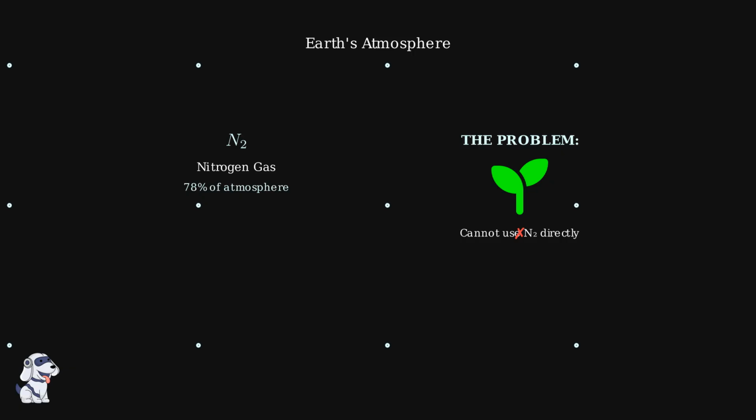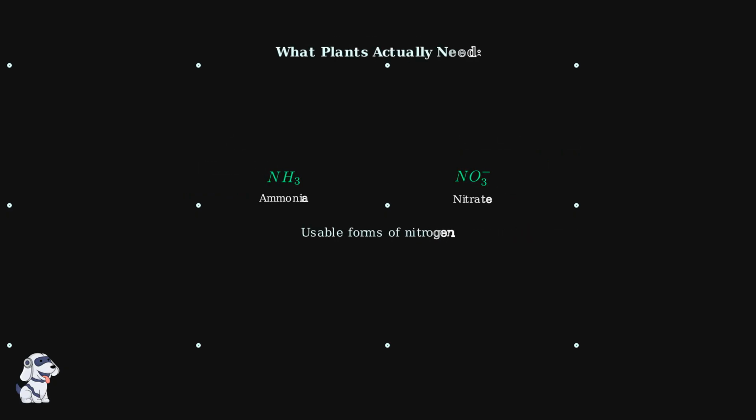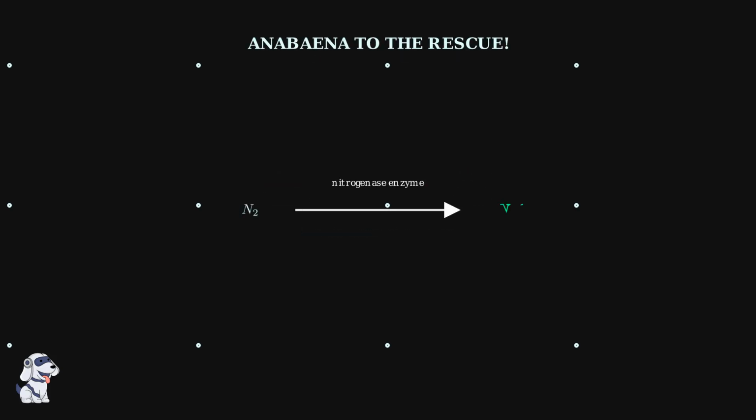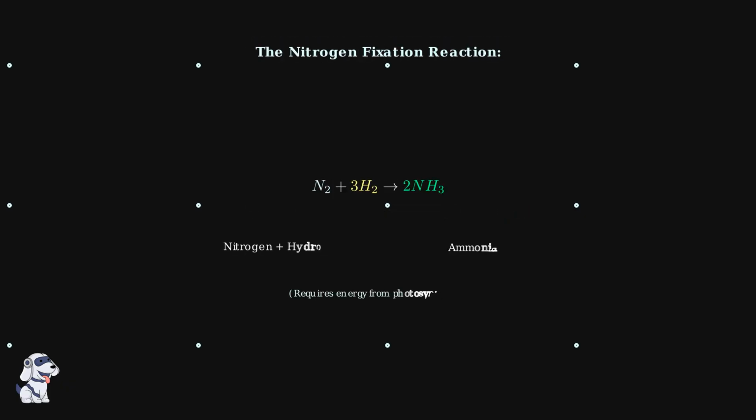The nitrogen molecules are held together by very strong bonds that are difficult to break. Plants need nitrogen in a different form, like ammonia or nitrates, that they can actually absorb and use to build proteins and grow. This is where Anabaena comes to the rescue. Anabaena has a special enzyme called nitrogenase that can break those strong nitrogen bonds and convert atmospheric nitrogen into ammonia. The complete chemical reaction shows how Anabaena transforms nitrogen gas and hydrogen into ammonia.